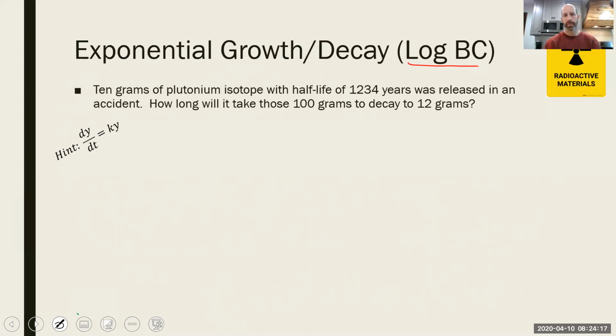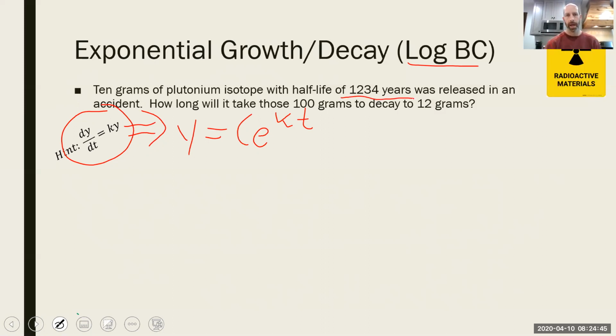So here we're given some plutonium and a half-life, and we're asked to basically figure out how long it takes 100 grams to decay down to 12. So the hint I'm giving you there is that differential equation. You probably know that when you solve that differential equation, you get a very important and commonly known equation for exponential growth and decay.